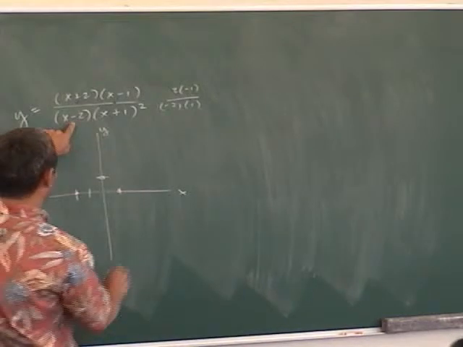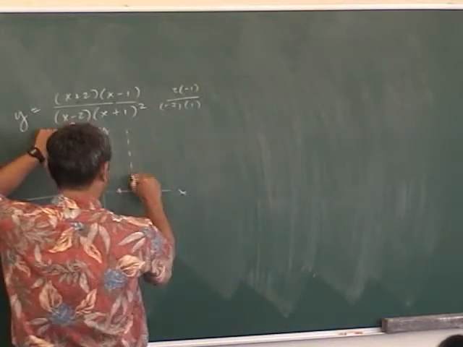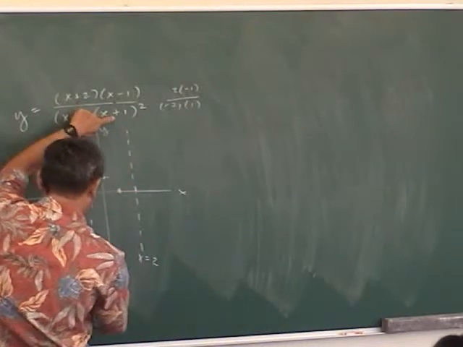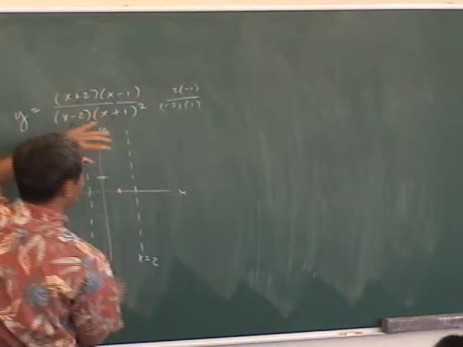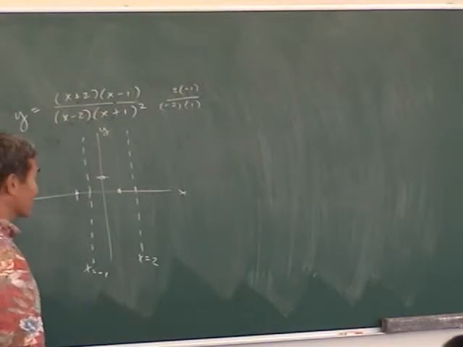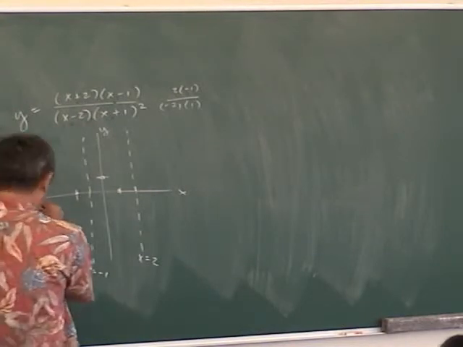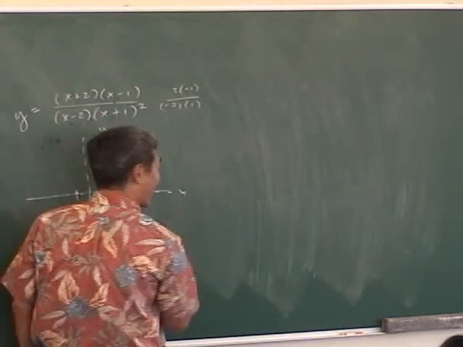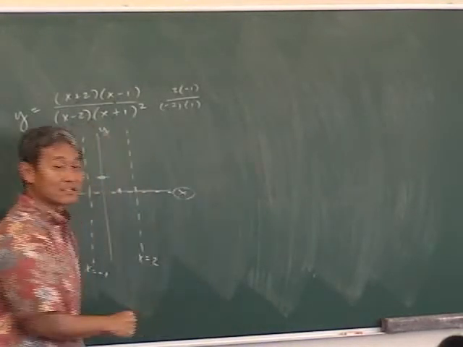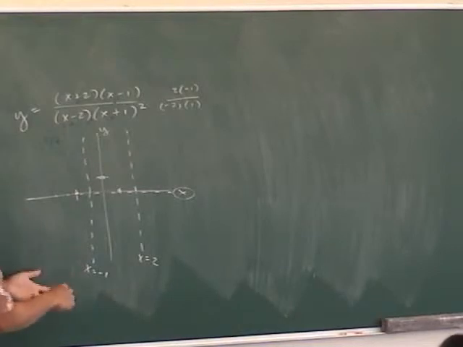Vertical asymptotes: x equals 2, x equals negative 1. Horizontal asymptote: if the degree of the bottom is bigger than the top, which it is, then it's what? No, it's y equals 0. Do I have to write y equals 0? No, we already had the x-axis labeled. Y equals 0 is the x-axis.